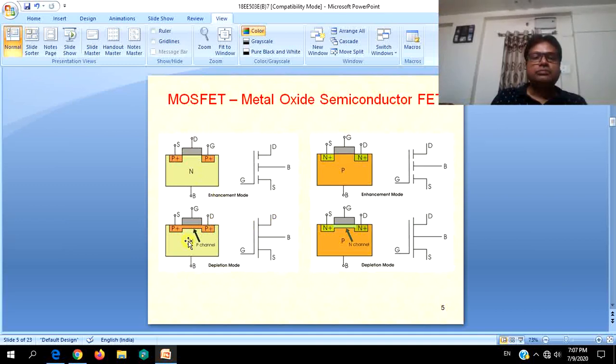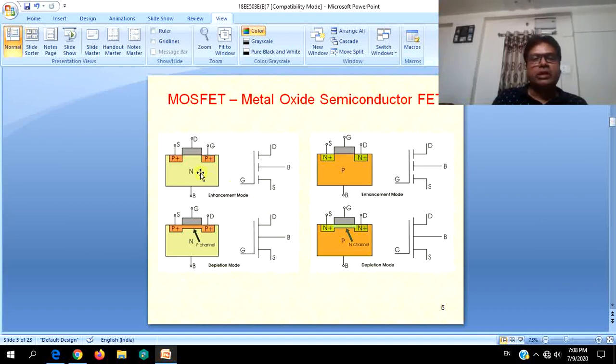And these depletion type MOSFETs require lesser voltages and they readily conduct. These can be considered as normally closed switches. So there is no separate procedure for turn on. They will simply turn on when the threshold voltage is crossed. But for turning them on, you have to apply some voltage between the gate and source.